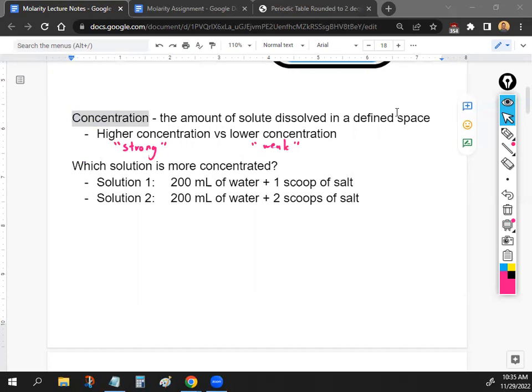Okay, so that's an easy way to think about concentration. The more concentrated something is, the stronger it is, and the lower it is, the weaker it is.